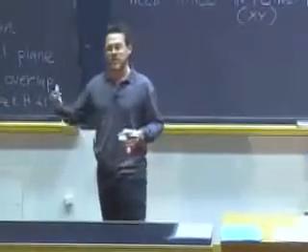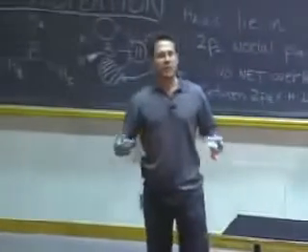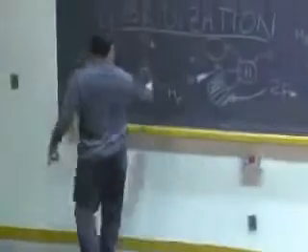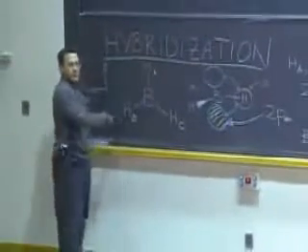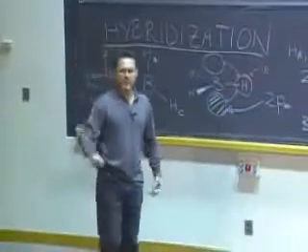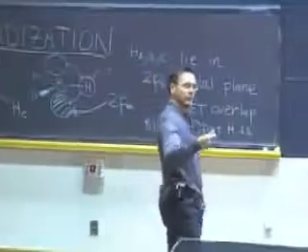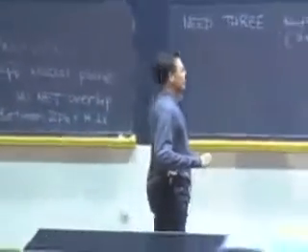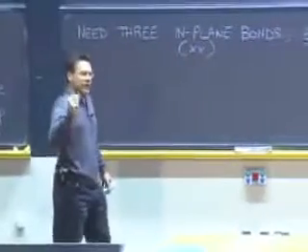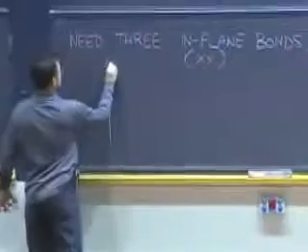Yet we need to make three identical bonds because all the studies that we do on the BH3 molecule tell us that each of these bonds are the same length. The molecule has the perfect symmetry of a Mercedes-Benz symbol. It's trigonal planar. It has this threefold rotational symmetry to it. And so somehow, using a 2s, a 2px, and a 2py, we need to make three equivalent bonds.